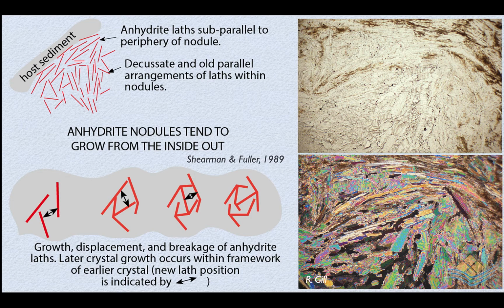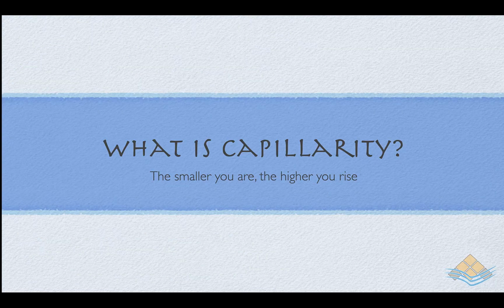So this is telling us that there has to be a hydrology where the anhydrite is growing that is saturated with respect to calcium sulfate. And as we saw earlier, that zone of saturation tends to lie above the water table, and that is what is known as the zone of capillarity. So let's look for a moment, what is capillarity? And when we think of capillarity, remember back to Physics 101, with a simple statement: the smaller you are, the higher you can rise. And of course what we're talking about is pore throat diameter.